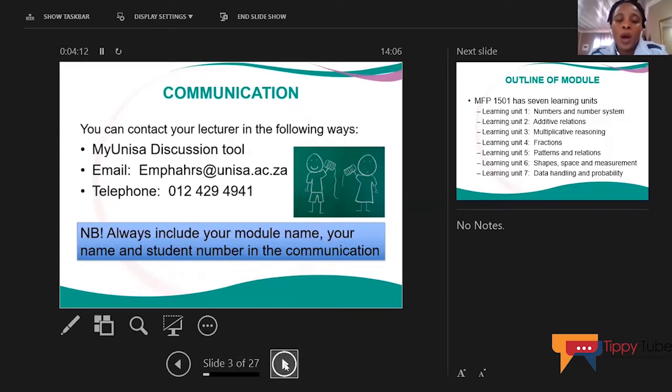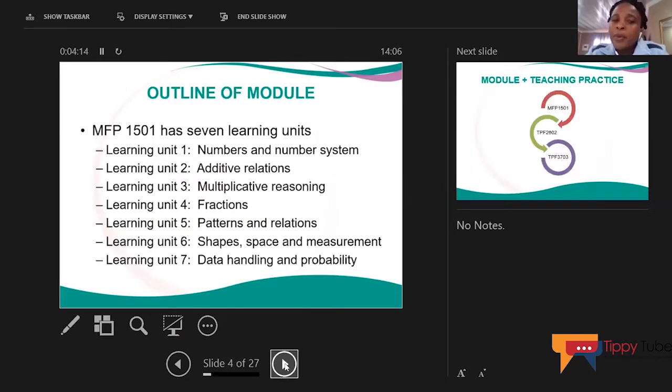This module, MFP1501, has got 7 learning units. You've seen that, I think, in the study guide. However, on myUNISA, we're still on learning unit 3. In 2 days' time, we will be moving to learning unit 4. So just keep in touch or keep logging on to myUNISA. You'll see that on the 1st of May, we are going to upload learning activities for learning unit 4.